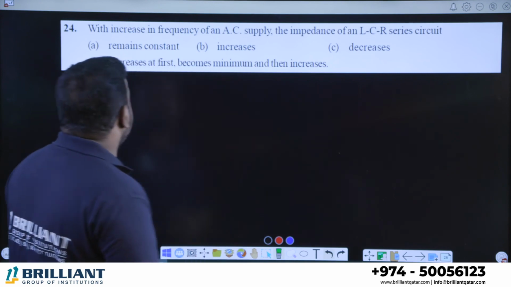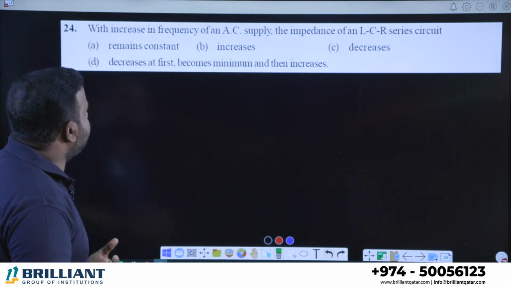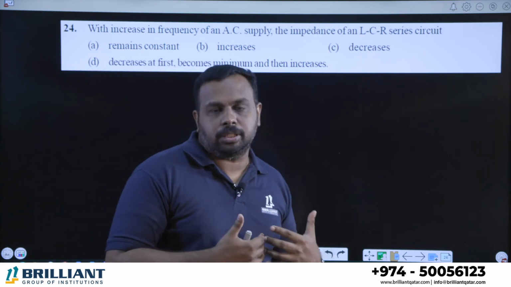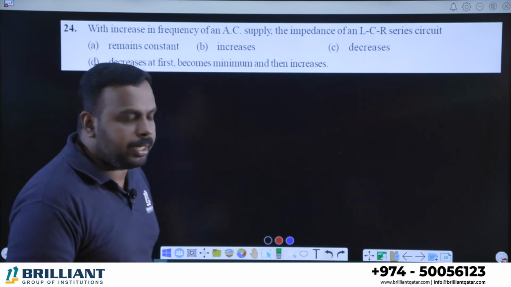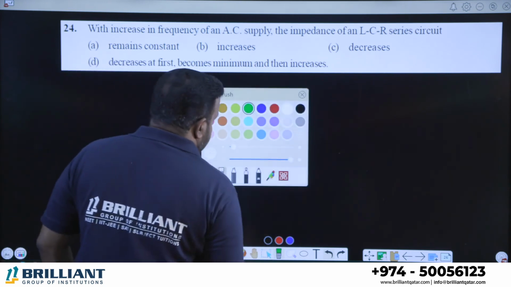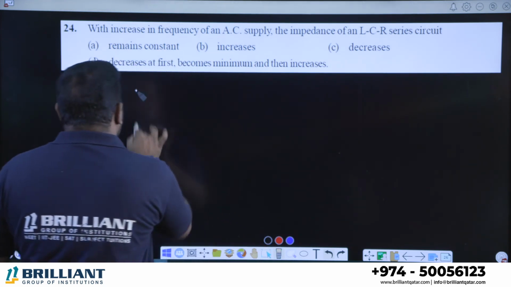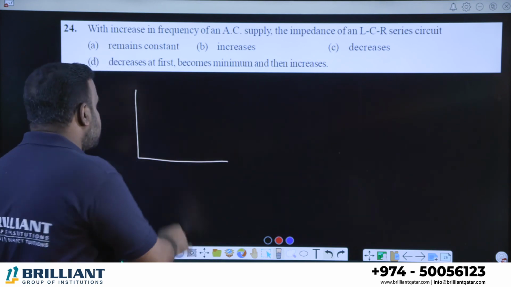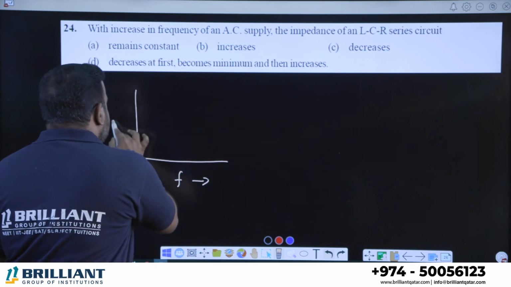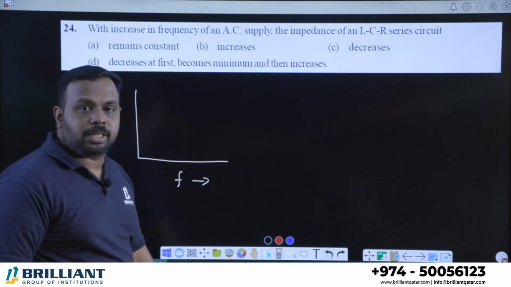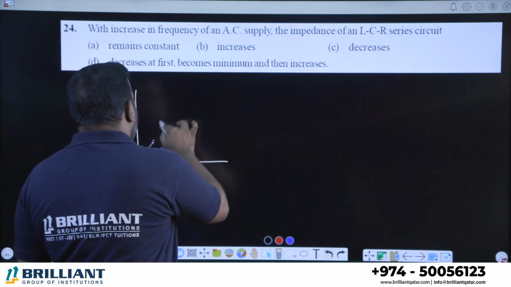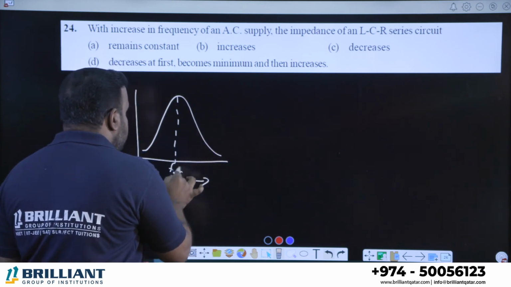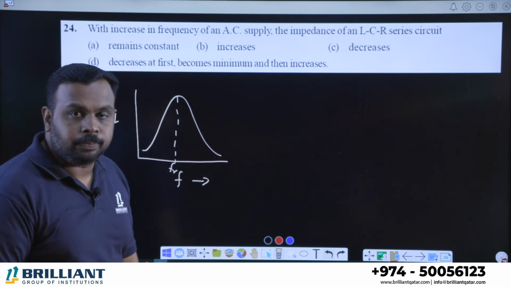Question number 24. With the increase in frequency of AC supply, the impedance of an LCR circuit is an important question. Frequency and impedance, right? You know that in an LCR circuit, the current will be maximum at resonance, right? So at resonance frequency, look at the graph. Hope you remember the resonance curve. If you are drawing the graph between current and frequency, the shape of the graph is something like this. This is the resonance curve, and you know that at resonance frequency FR, the current is maximum, right?